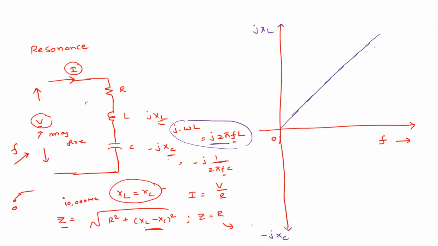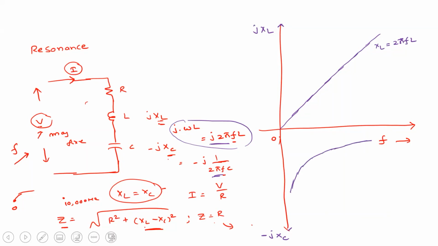So this is XL equal to 2 pi F into L. Agree? Next, how will XC change? Hyperbolic, right? Is it on the upper side or on the downside? Downside, because it is minus j. So it will look something like this, right? Agree? Yes, sir.